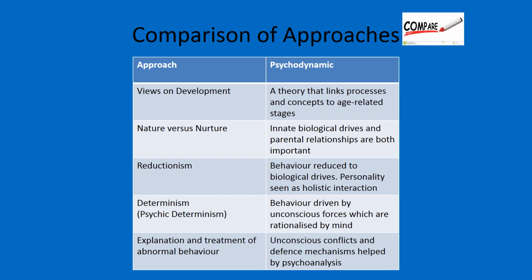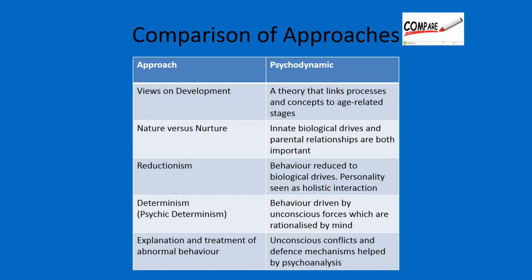In terms of reductionism, it is a pretty reductionist type of idea, this, isn't it? That all our behaviour is driven by biological drives, innate biological drives. Personality is seen as a holistic interaction. Well, okay, it's holistic in that particular way, but it's still underpinned by these drives, which we can't really do much about, can we? And this is why we have the psychic determinism. Behaviour is driven by unconscious forces. It might be rationalised by the mind, but they're still there. So that is psychic determinism.